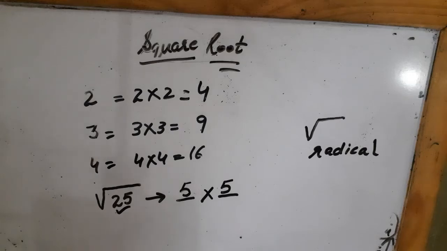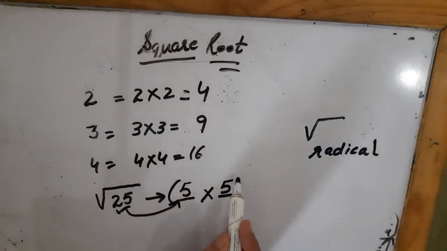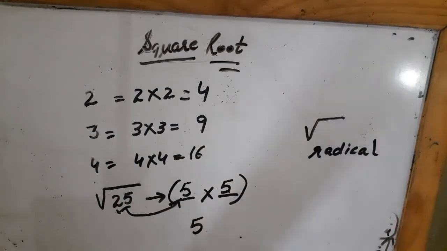So I said it's the opposite of a square. Like 5, if I square it, what is it? If I multiply 5 with 5, I will get 25. And now I can say, what is the square root of 25? It is 5. The square root of 25 is 5. From this pair, like 5 5s are 25, I will take only a single number, and that will be the square root of 25.